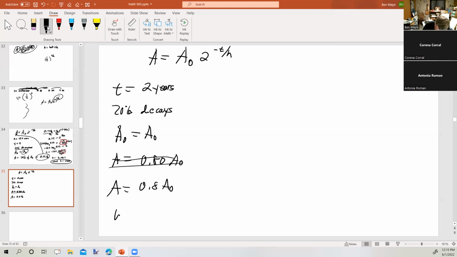And we're trying to find the half-life. So I know the time, I know that 20% goes away, so the ending amount is 80% of the beginning amount. A is 0.8 times a sub 0. We ready to go on with the problem?